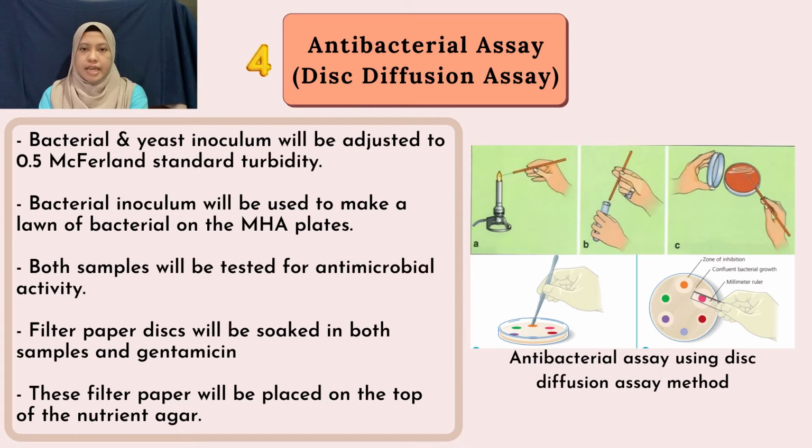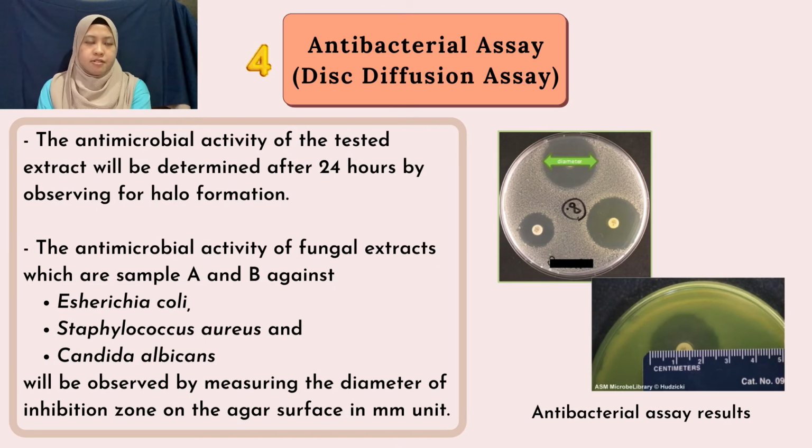For the antibacterial assay, the disc diffusion assay method will be used. Bacterial assay inoculum will be adjusted to 0.5 McFarland standard turbidity. Bacterial inoculum will be used to make a lawn of bacteria on the MHA plates. Both samples will be tested for antimicrobial activity. Filter paper discs will be soaked in both samples and gentamicin. Gentamicin will be utilized as a control. This filter paper will be placed on top of the nutrient agar. This method can be referred to in the figure attached. The antibacterial assay results will be determined by observing the halo formation after 24 hours and measuring the zone of inhibition diameter on the agar, as shown in the figures.